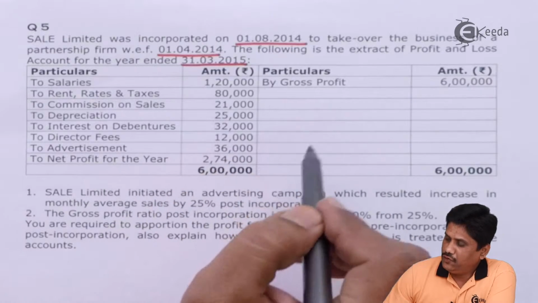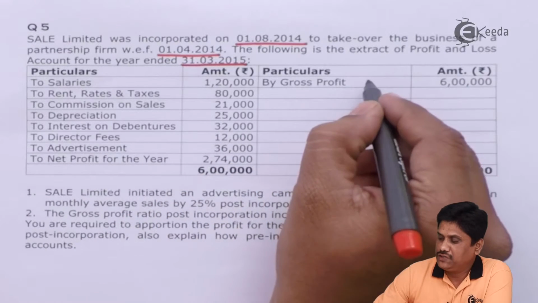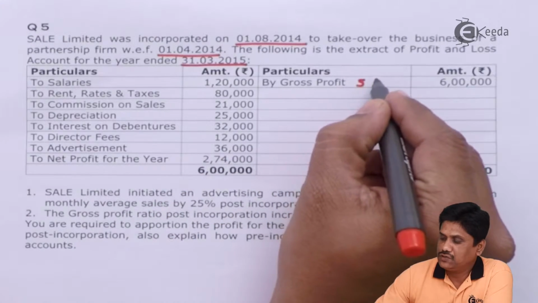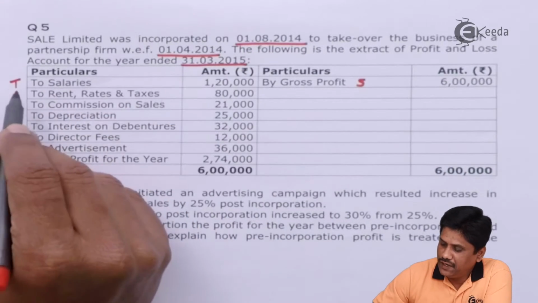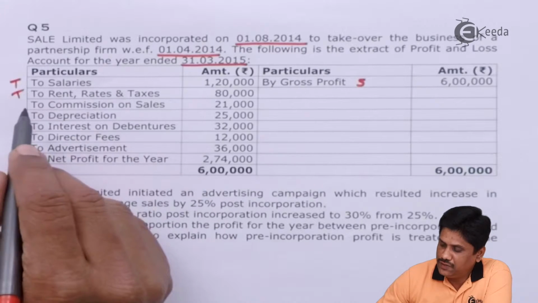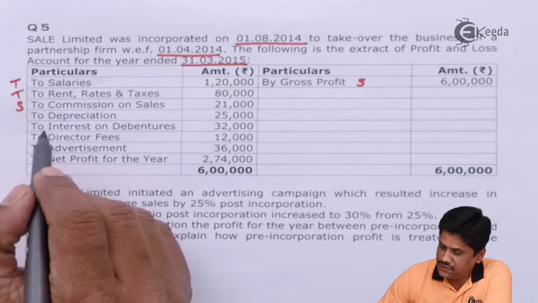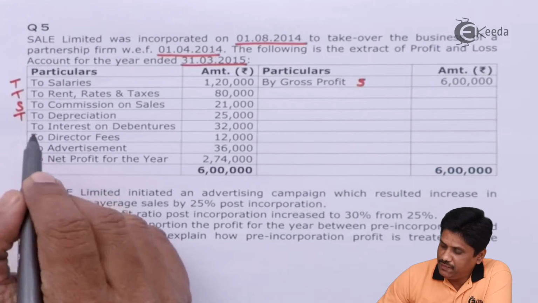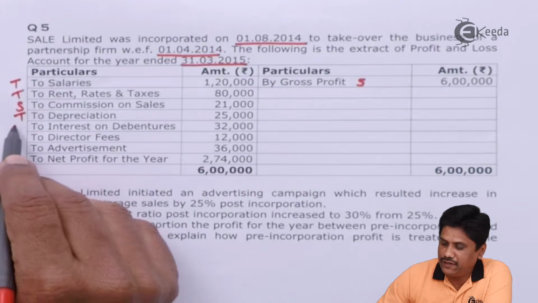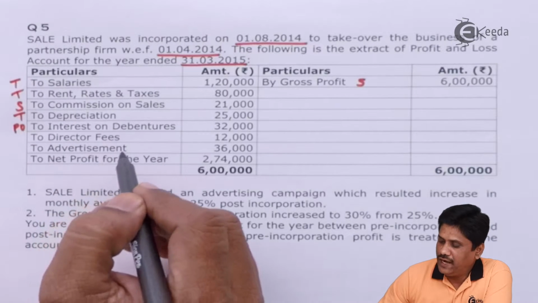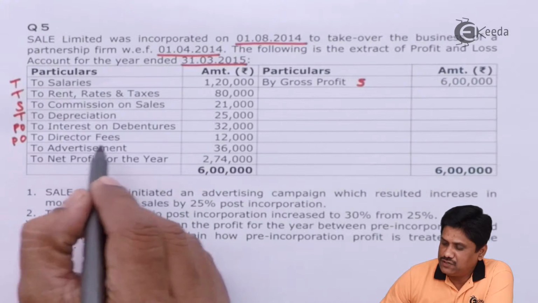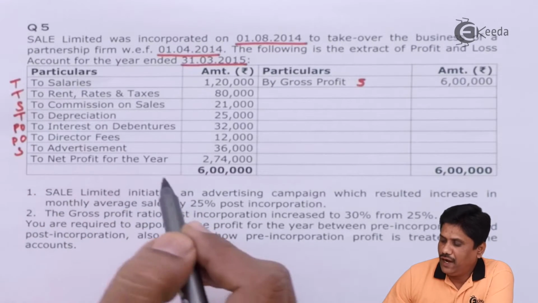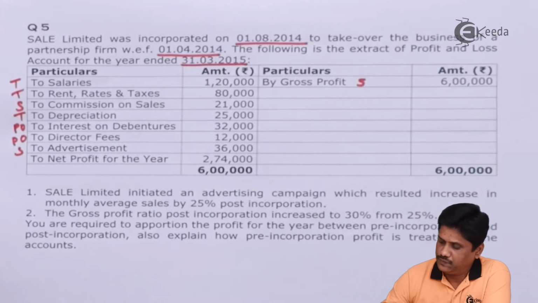In your P&L account, you can notice they have given you gross profit, which is obviously divided on which ratio? Sales ratio. Salaries will be allocated on time ratio. Rent will be allocated on time ratio. Commission on sale will be allocated on sales ratio. Depreciation on time basis. Interest on debenture will be taken to post. Directors fees will be taken to post. Advertisement will be taken on sales basis. And net profit will be your remaining figure.